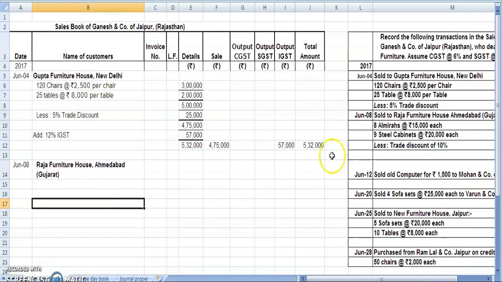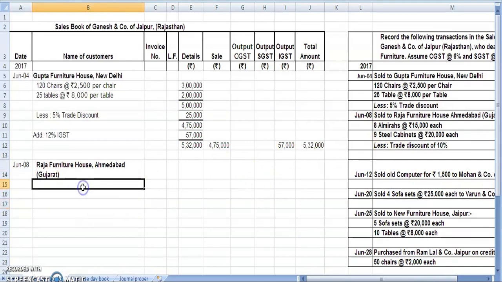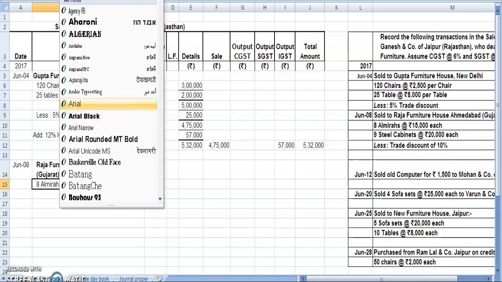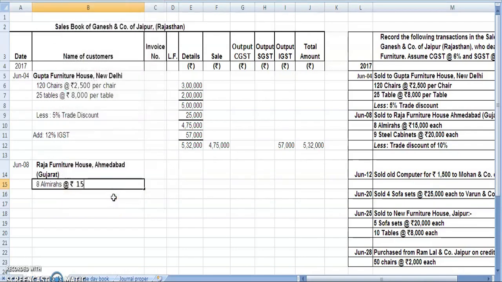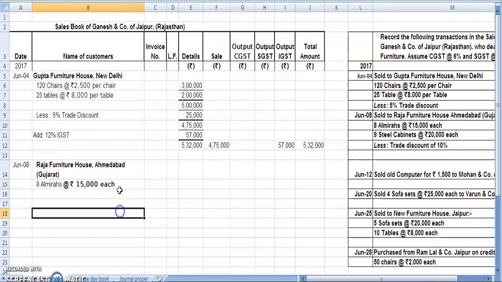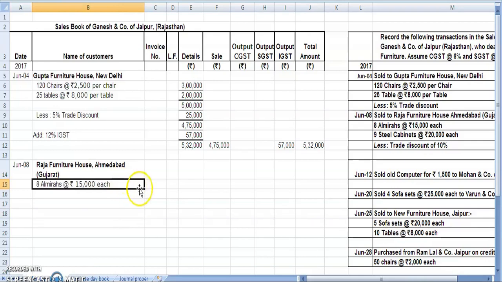Okay. The details are 8 almirahs at the rate 15,000 each. Okay. 8 almirahs at the rate 15,000 each. Okay. Next we have 9 steel cabinets at the rate 20,000 each. 9 steel cabinets at the rate 20,000 each. Now we write down the details.